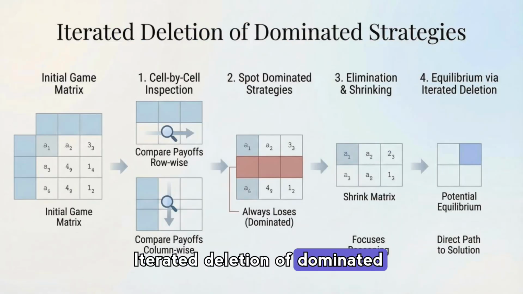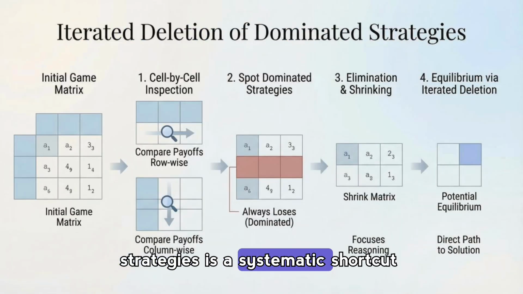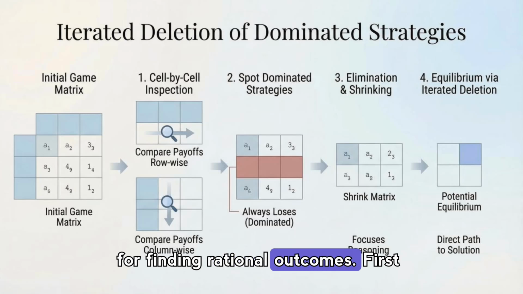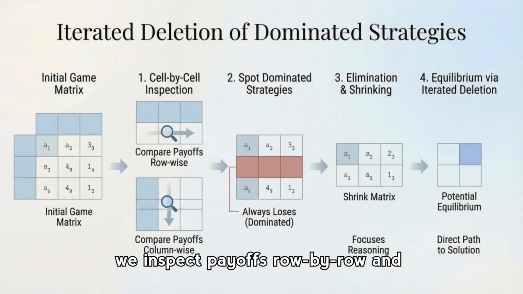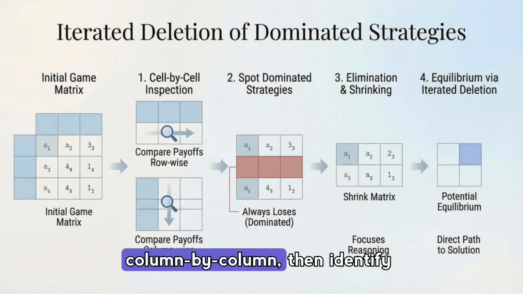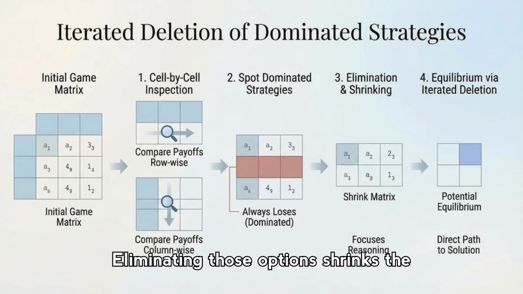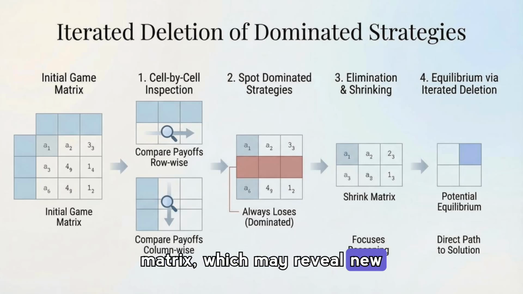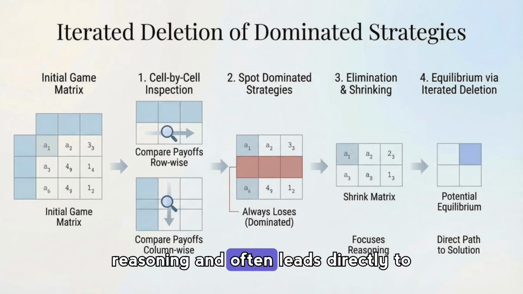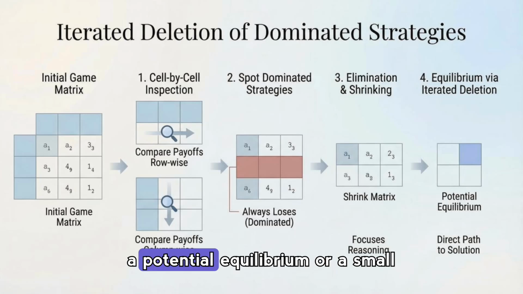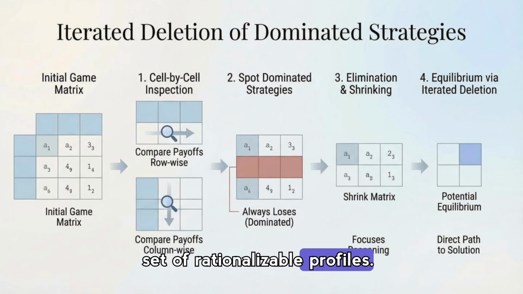Iterated deletion of dominated strategies is a systematic shortcut for finding rational outcomes. First, we inspect payoffs row by row and column by column. Then identify strategies that always lose. Eliminating those options shrinks the matrix, which may reveal new dominated strategies to remove. Repeating this process focuses reasoning and often leads directly to a potential equilibrium or a small set of rationalizable profiles.